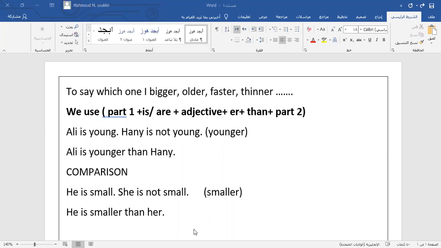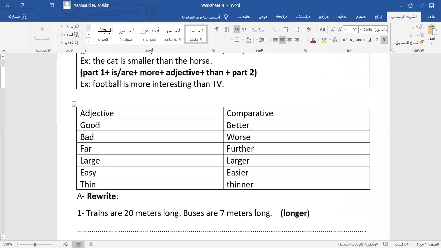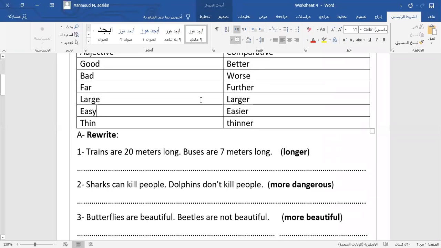Before we go to the exercises, let's make a revision on some adjectives which are irregular. The rule says we put er plus the adjective, but when we come to good, we can't put er to say gooder. It changes into better. Bad, in the same case, it becomes worse. Far, it becomes further. Large, larger. Easy, easier. Remember here that we changed y into ier. Thin, thinner. Now we have examples. I'm going to ask you by names to answer these examples.